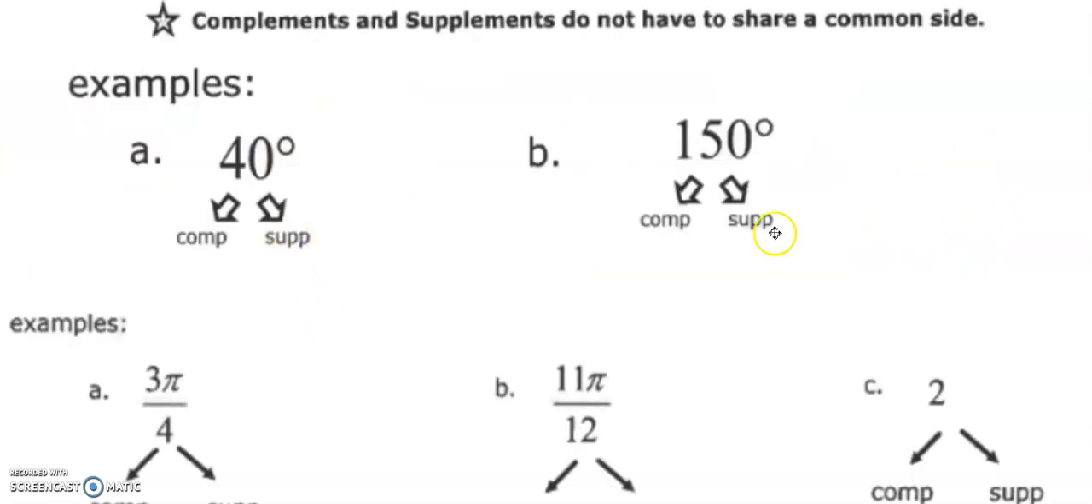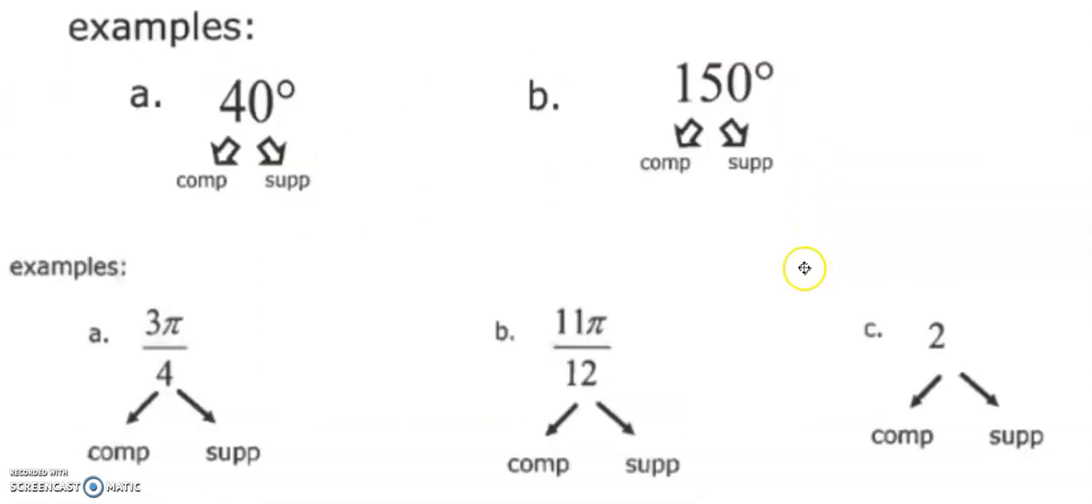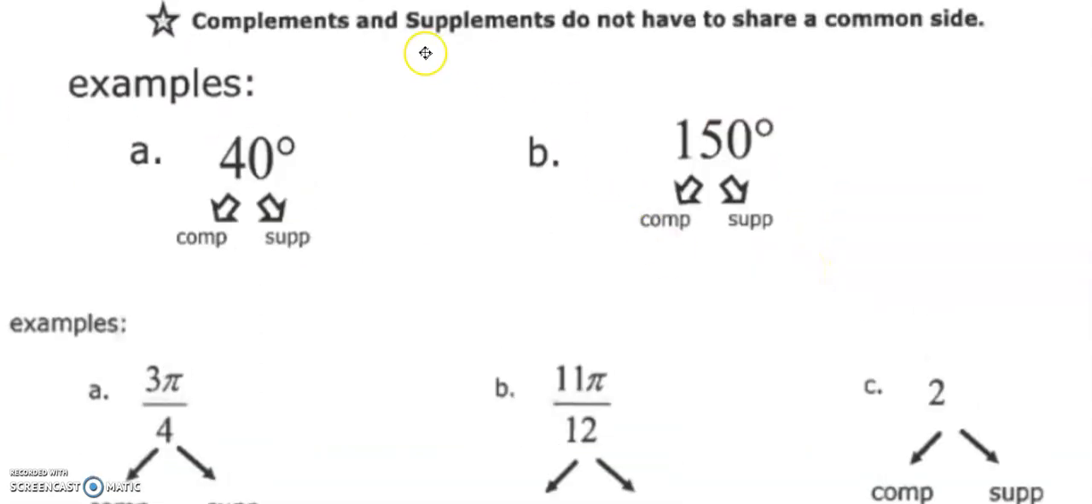So what we're going to do is look at a couple of examples and see if we can figure out their complement and their supplement. Now, just so you know, complements and supplements don't have to share a common side, and also there doesn't necessarily have to be a supplement to everything, because some angles are bigger than 90. Anyway, so if we have a 40-degree angle, what would the complement be? That complement would be 50 degrees, because 40 plus 50 gets you to 90. And then 40 plus 140 degrees, that would get you your supplement.